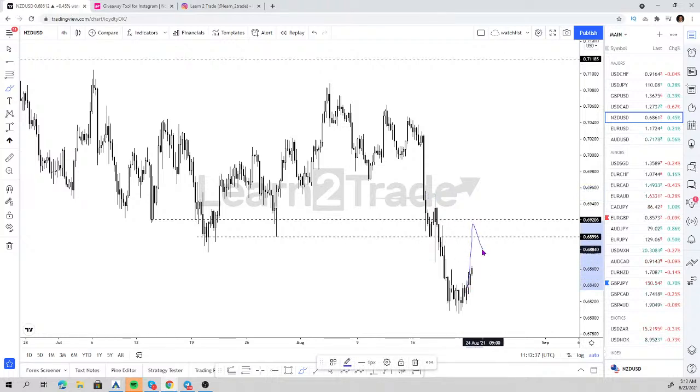And if we get some kind of a pattern, my entry would be very far away from my stop loss, in the sense that it would be too wide for first target. But anything can happen, and we could actually get a very tight entry here, short on the New Zealand dollar versus the US dollar. So stay tuned.